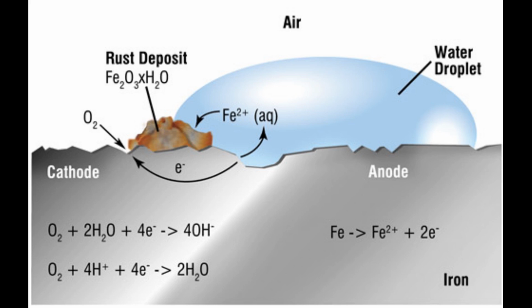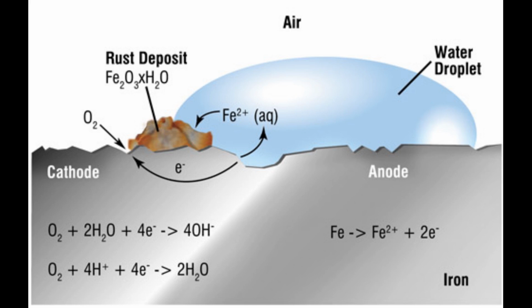Rust forms when these three elements combine and create an electrochemical reaction: iron plus water plus oxygen gives hydrated iron 3 oxide. It is the hydrated part that makes rust brown instead of red. Now let's see some factors influencing the rate of rusting.